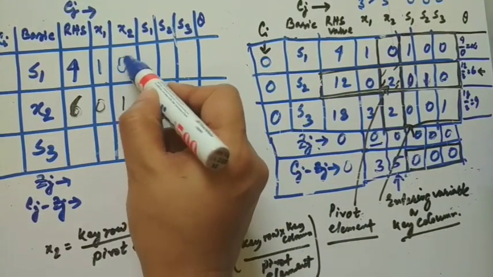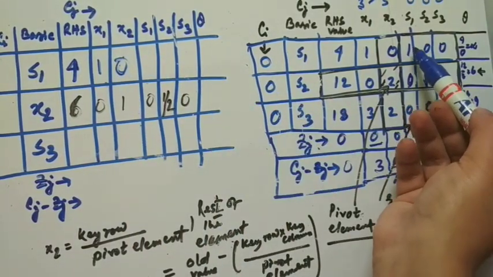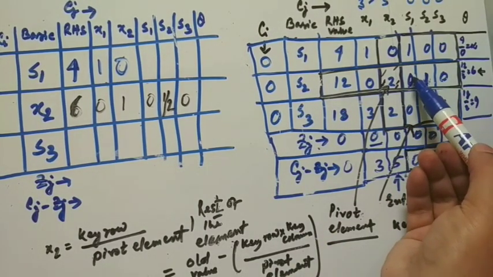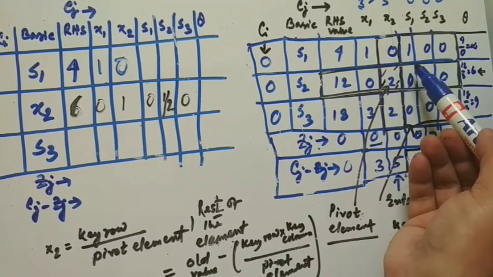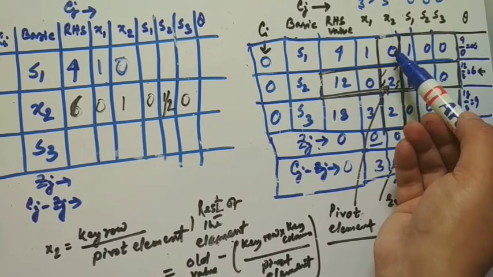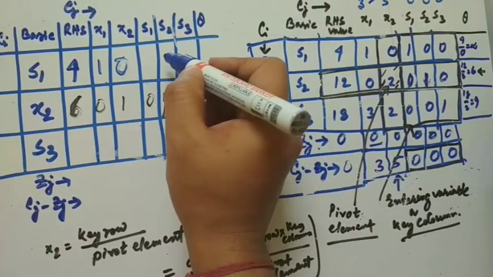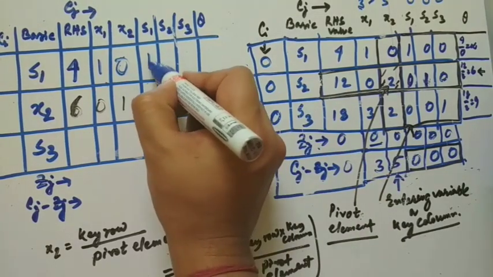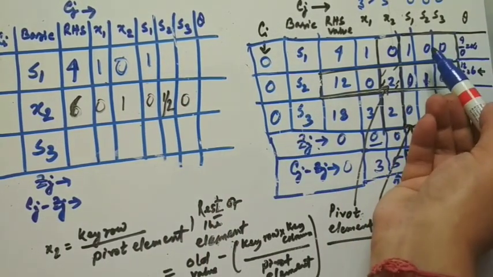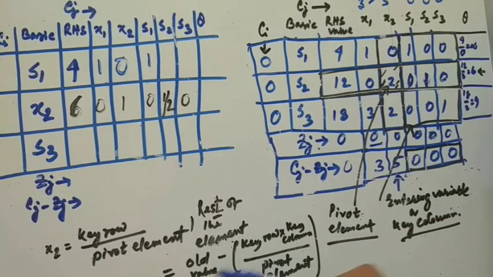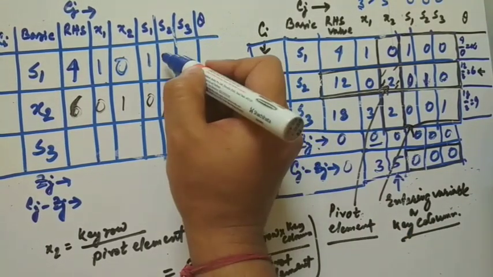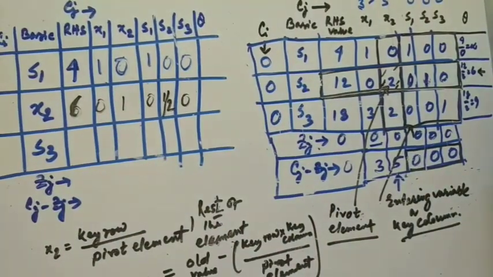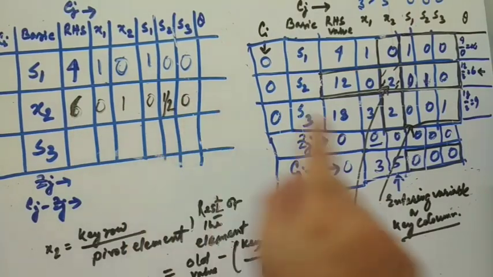Similarly, you can calculate for this one, S1: old value is 1 minus key row, corresponding key row is 0 into key column. Key column is 0, so 0 remains 0. 1 minus 0 remains 1. Next, x2, S2 is 0, old value 0, so obviously it will remain 0 only. Similarly S3, 0 only. Now we have completed these two. Now come to this one.